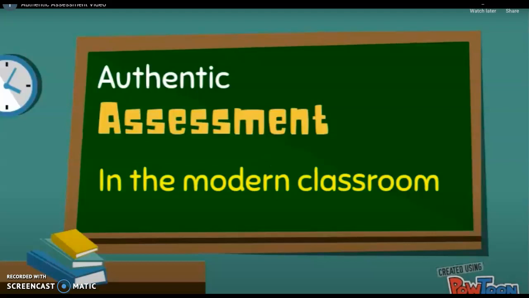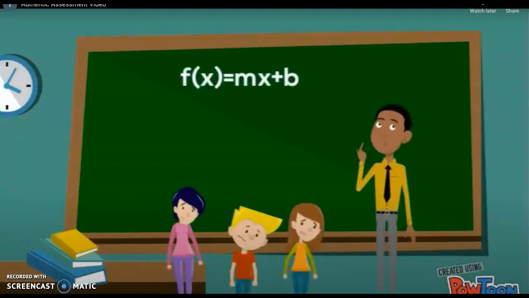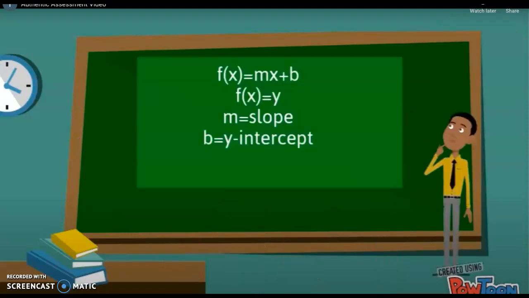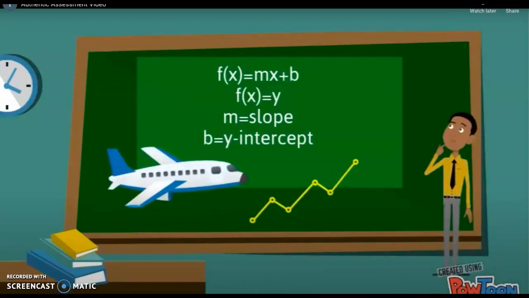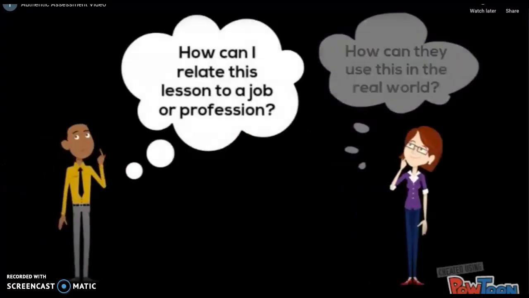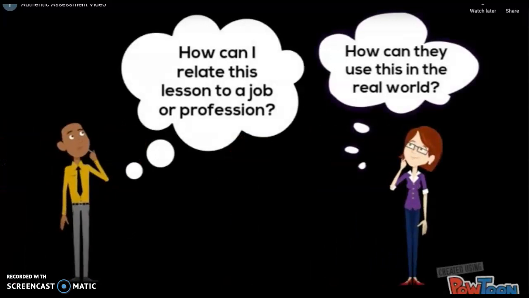As a teacher, have you ever been asked, when will we ever use this? Or why do we need to learn this? Of course you have, and you probably responded with some type of real-world application of the lesson that you were trying to instruct. What if you never had to answer those types of questions in the classroom ever again?